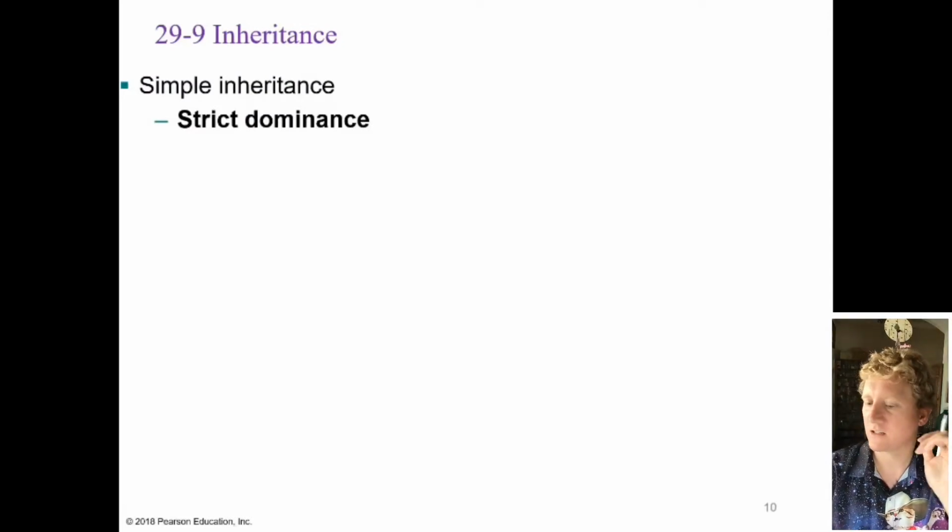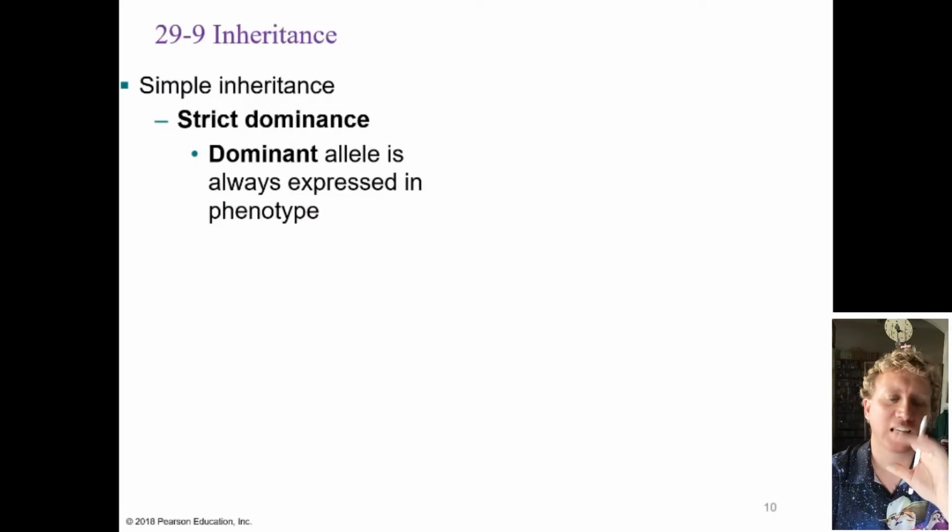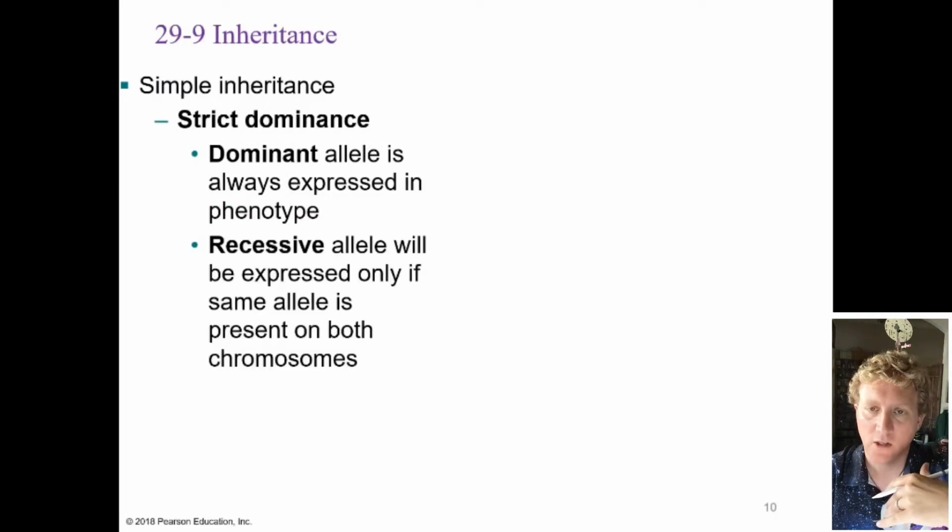Strict dominance is what we think of, okay? So if something is dominant, that allele is always expressed. It's going to cover the recessive allele. The only way you can have the recessive allele is if you don't have any dominant alleles, right? So homozygous recessive is the only way to get a recessive phenotype.